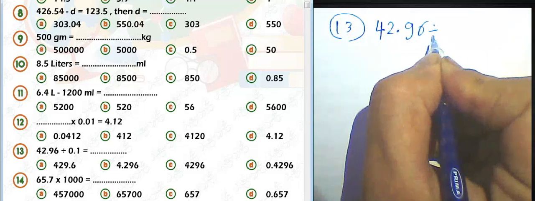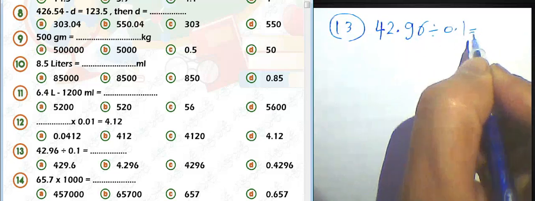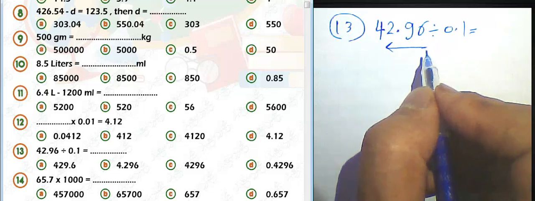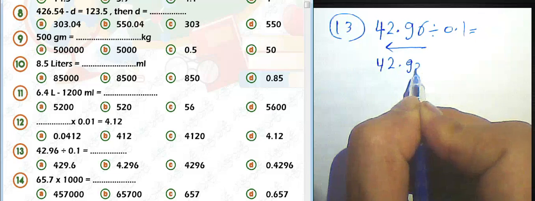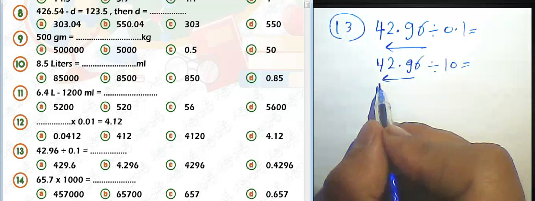Question 13. 42.96 divided by 0.1 equals. We must move the point to the left-hand side when we find the result. 42.96 divided by 10, we must move the point to the left-hand side.